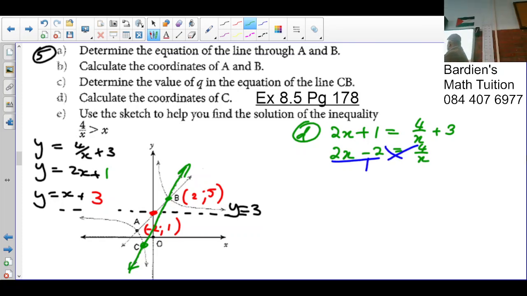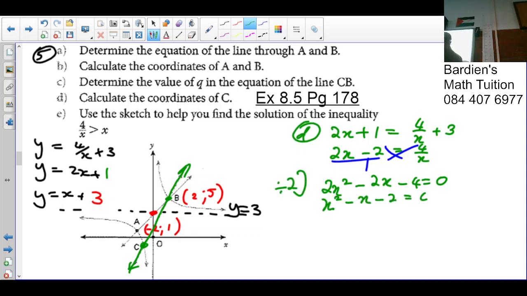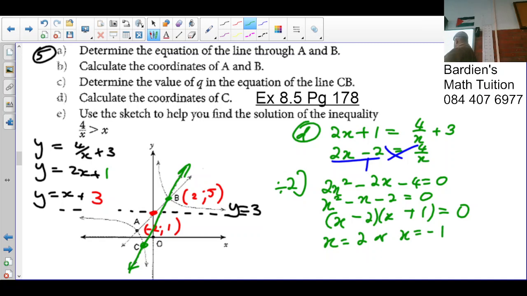Cross multiply. x times 2x gives you 2x squared. Negative 2 times x is negative 2x, equals 4. I bring 4 over, it becomes minus 4. Divided by 2, so you've got x squared minus x minus 2 equals 0. Trinomial: x and x, 2 and 1, minus or plus. So then we have x equals 2 or x equals minus 1.